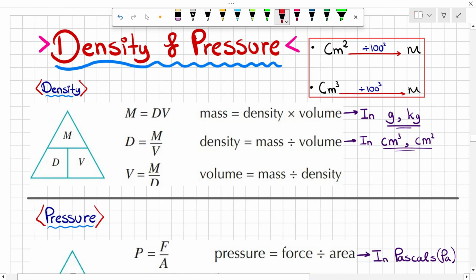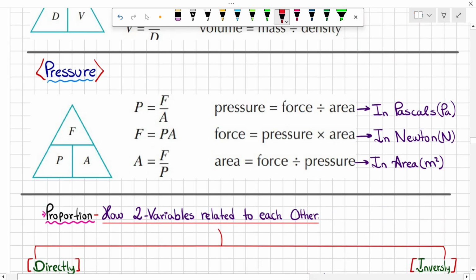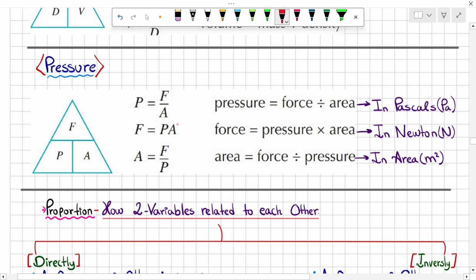Density and pressure. Density is mass over volume. Mass is density times volume. Volume is mass divided by density. Pressure is force per unit area. Area is force per unit pressure. And force is pressure times area.